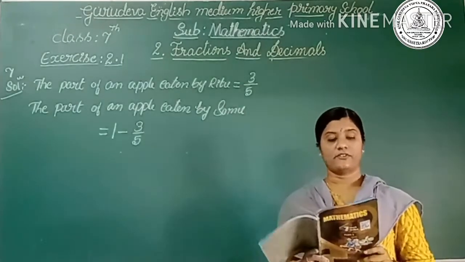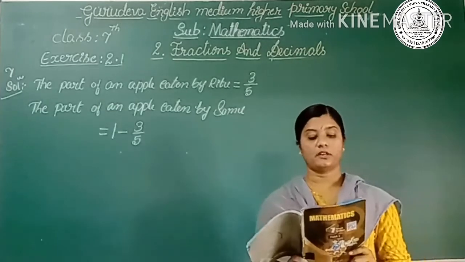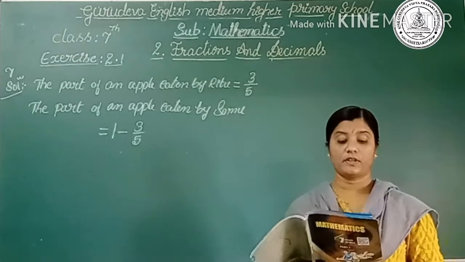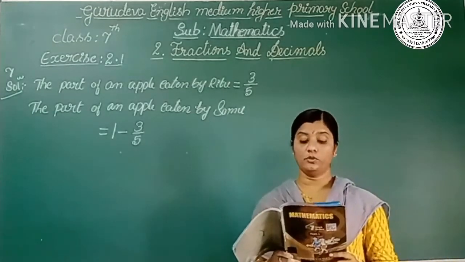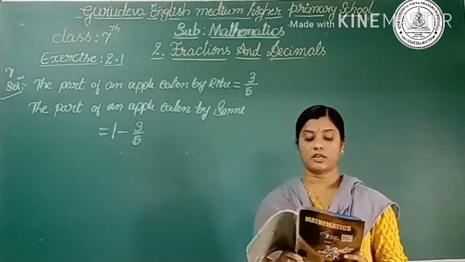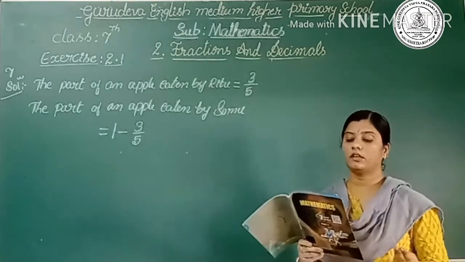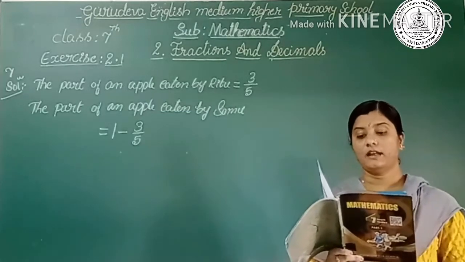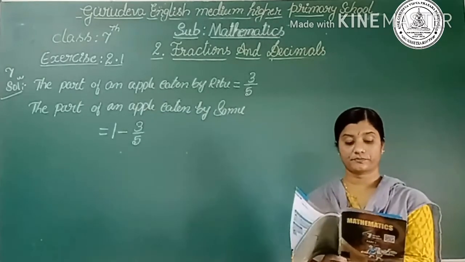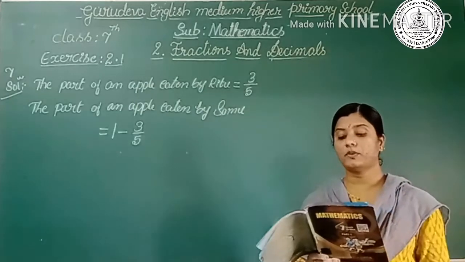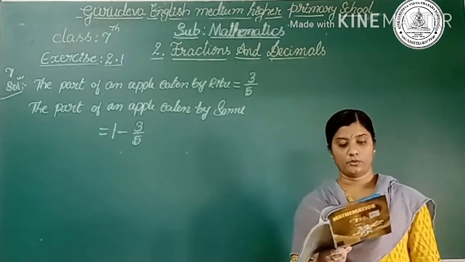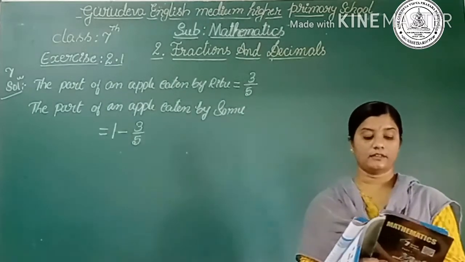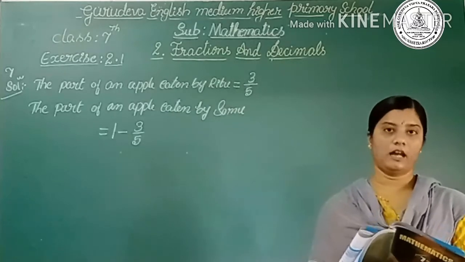The question number 7 is: Ritu ate 3 by 5 part of an apple and the remaining apple was eaten by her brother Somu. So how much part of the apple did Somu eat? So who had the larger share, and by how much? So here, in one apple she ate 3 by 5 part, and the remaining part was eaten by her brother Somu. Then how much part of the apple did Somu eat? We have to find out. Then who had the larger share by how much?